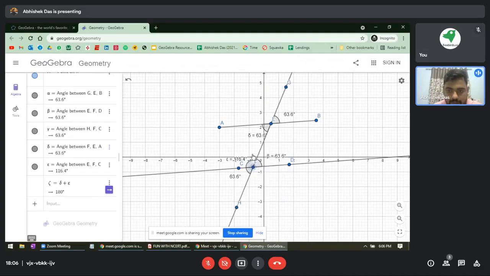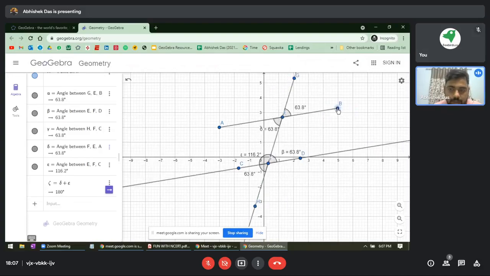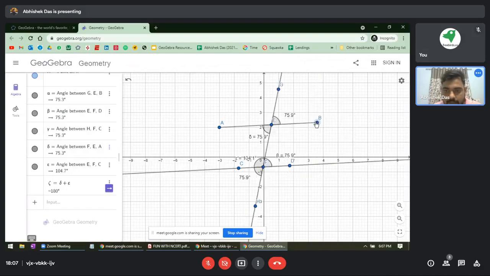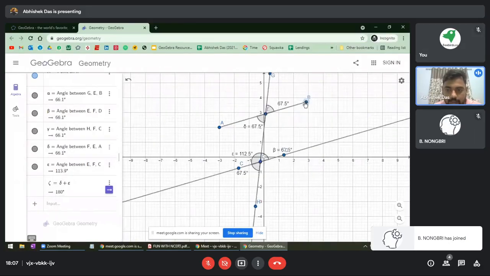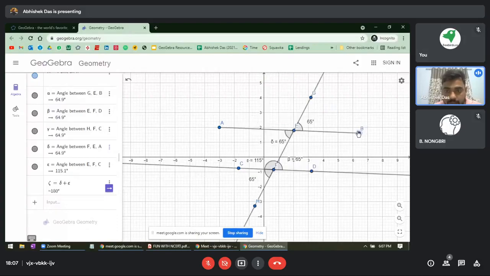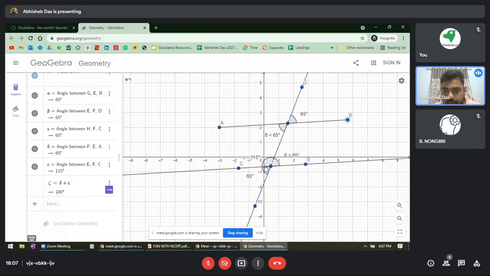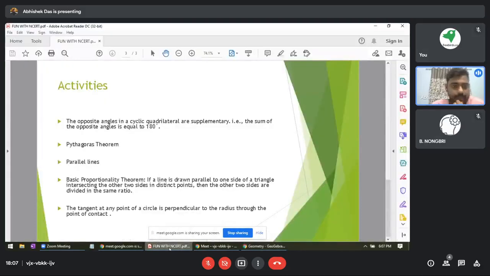Right? This is another theorem which is in this NCERT. You can see all the angles from these parallel lines, even if they are changing, they are all retaining their properties. Right? The alternate angles are equal, the vertically opposite angles are equal, and the interior angles form a pair of supplementary angles, right? Let us look at more activities. Now this is related to the basic proportionality theorem.